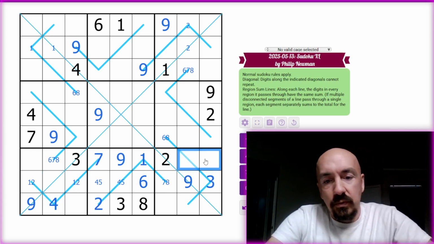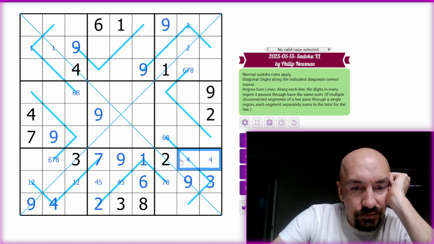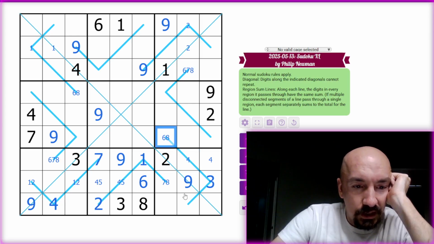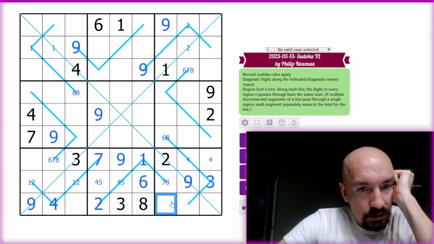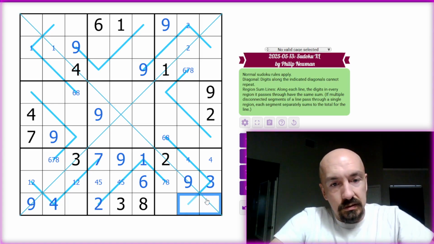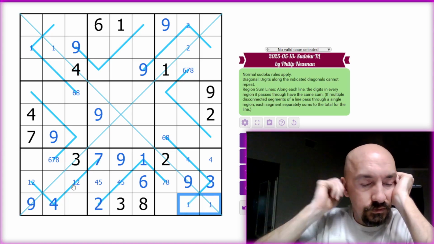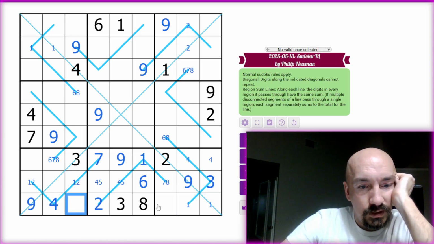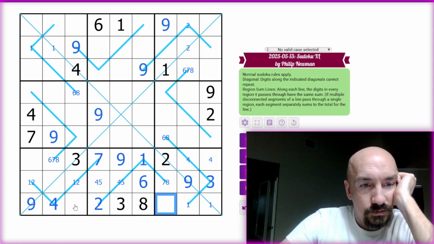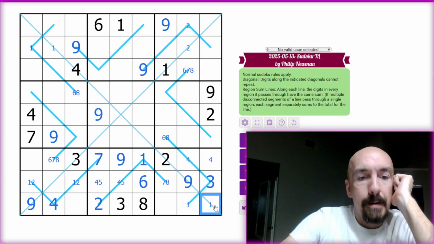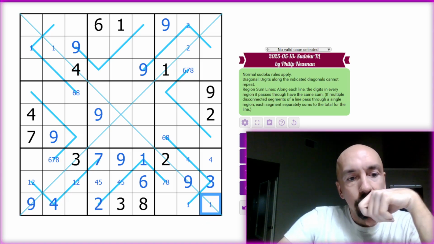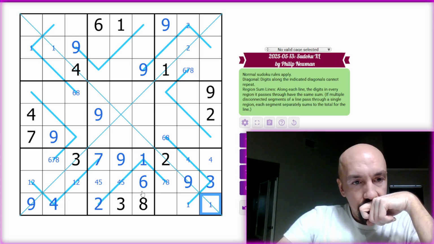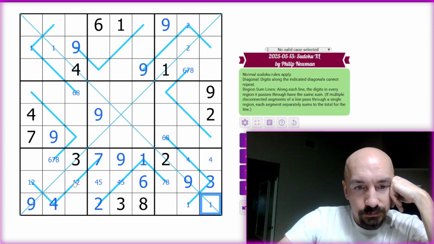All right, and then we know 4 has to be up here. So if this is a 4, this would have to be an 8, and then that'd be a 1. So we know that the 1 is over here on the row. 1, 2, 3, 4, 5, 7, 5, 1, 5, 6, 7. Oh, gross, excuse me.